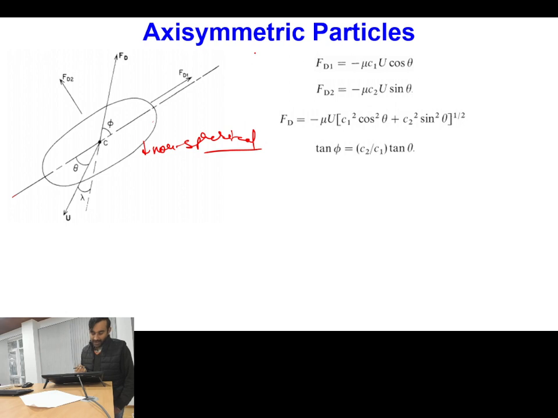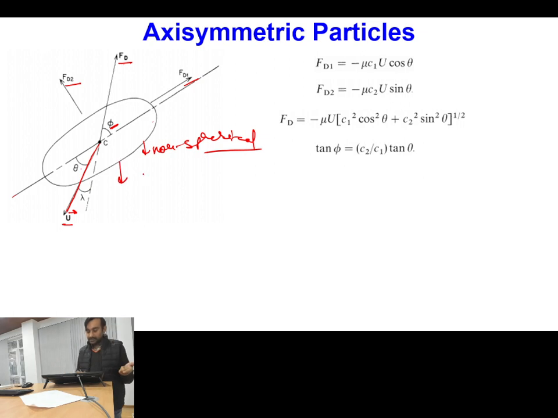Okay. So what you can say is that the particle is having a velocity. This is nothing but the total velocity vector. This velocity vector is in an arbitrary direction, which is at an angle theta. And because of this velocity, the total drag force Fd is acting in an arbitrary direction, which is at an angle phi from the axis. And this Fd can be divided into two components, Fd1 and Fd2. Fd1 is the component parallel to the axis and Fd2 is the component perpendicular to the axis.